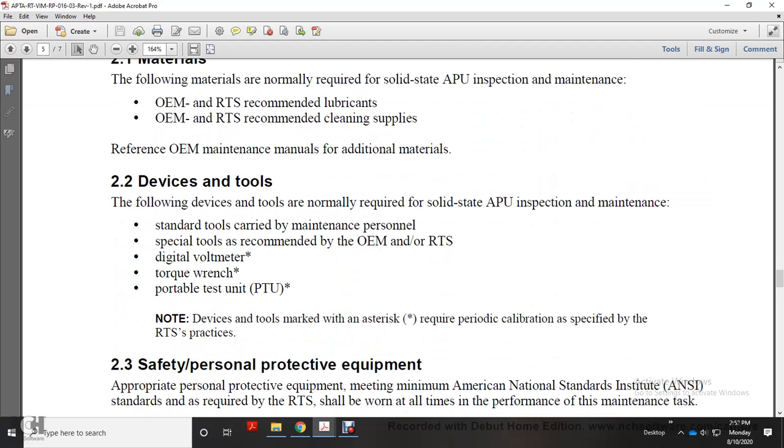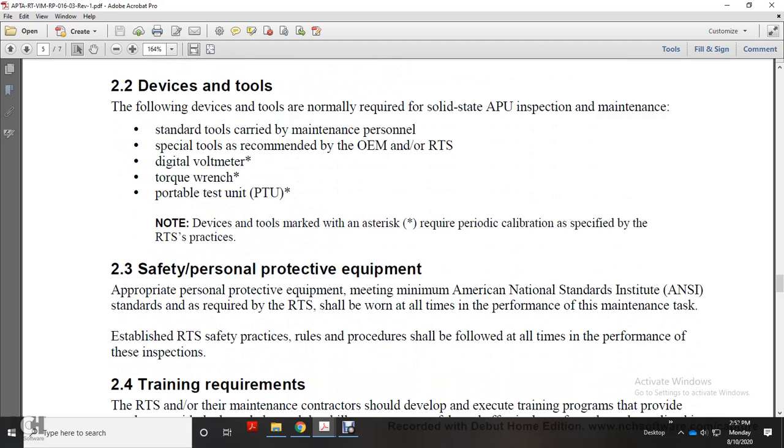2.2. Devices and tools. The following devices and tools are normally required for the solid state auxiliary power inspection maintenance. Standard tools of the maintenance personnel, with special tools recommended by the original equipment manufacturer or rail transit system, digital voltmeter, torque wrench, portable test unit. Note: the devices and tools marked with an asterisk require periodic calibration as specified by the rail transit system.